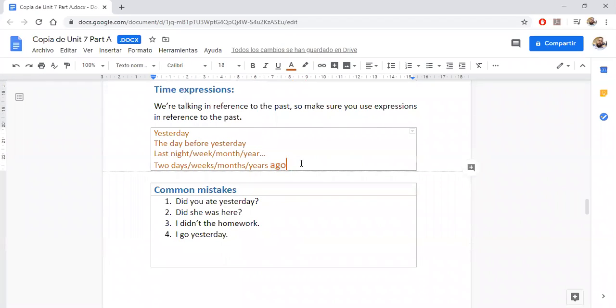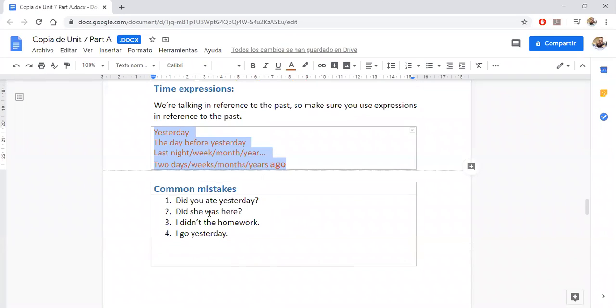So these are time expressions that we use with the simple past. And they are very important because with the simple past, you have to use time, either stated or not stated.